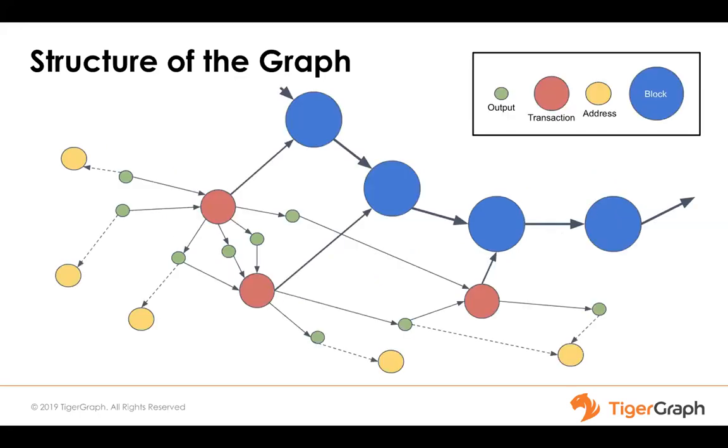Putting this all together, this is how the graph ends up looking, where you can see your main blockchain in the top right, and the transactions that point towards it, along with the inputs and the different output nodes that belong to each transaction, as well as the addresses that each output points back towards. And we'll see a lot of this when I showcase how it actually looks on TigerGraph.